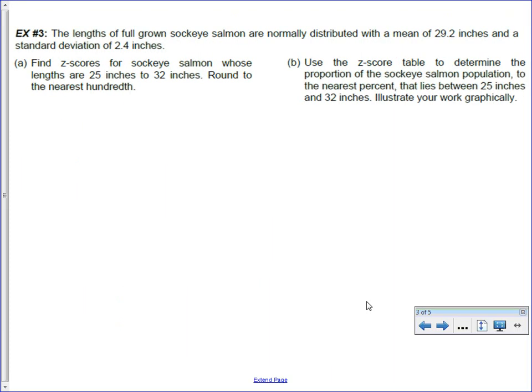Let's keep going. So example 3. The lengths of full-grown sockeye salmon are normally distributed with a mean of 29.2 inches. I feel like that's going to be important, so I'm going to underline it. And a standard deviation of 2.4 inches, another important piece of information. Part A, find the z-score for sockeye salmon whose lengths are 25 inches and 32 inches. Round to the nearest hundredth.